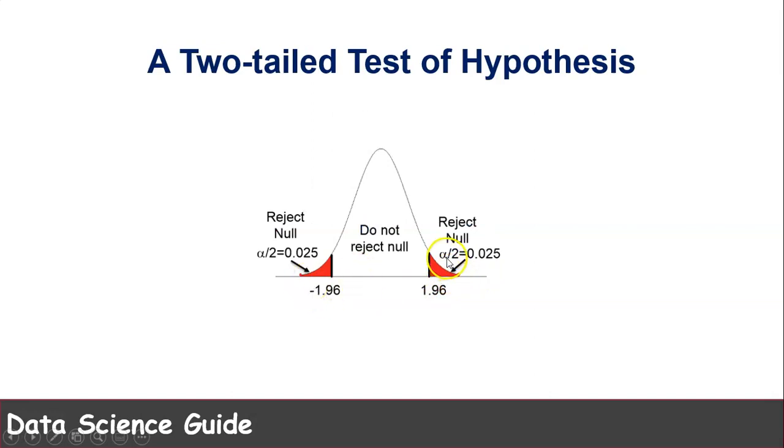And now we divide alpha by 2, as you remember in the confidence interval. So for 5% significance level, alpha divided by 2 equals 0.025 on each side. And in this case, we'll have 1.96 on the right side and minus 1.96 on the left side. We reject the null hypothesis when the calculated Z value is located in either of these two red areas. And we don't reject the null hypothesis if the value of Z is located here.